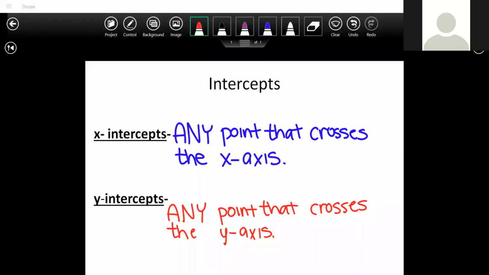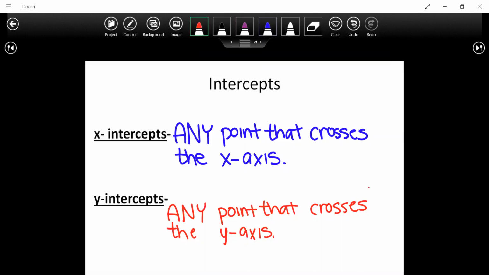So when looking at intercepts and talking about slope itself, we definitely want to look at this. Anything that crosses the x-axis is considered an x-intercept, and any point that crosses the y-axis is a y-intercept. One of the ones that we want to talk about as well.